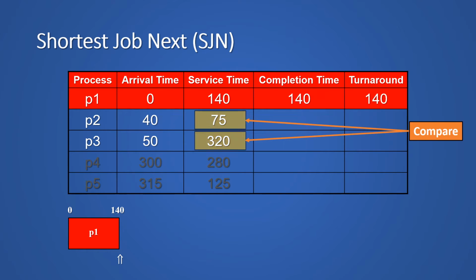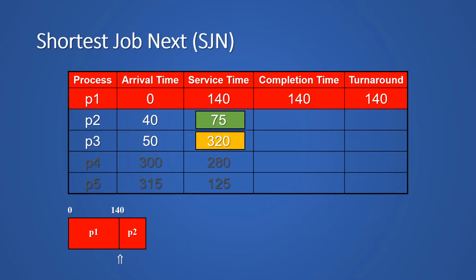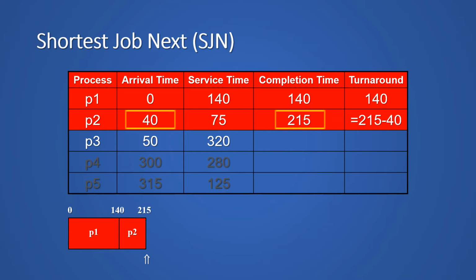After completion of job P1, the operating system compares the service times of job P2 and job P3. P2, which has the shorter service time, is executed first. P2 then completes at 215 seconds. The turnaround time of P2 is 175 seconds.